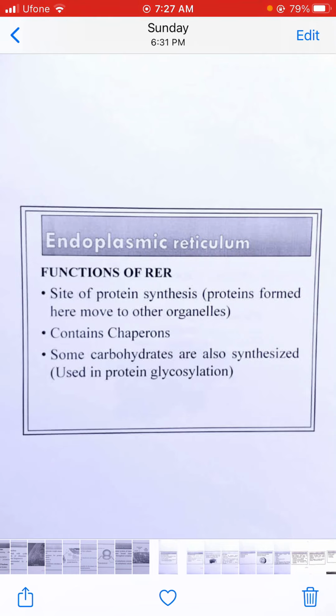First we will discuss some of the functions of endoplasmic reticulum. So endoplasmic reticulum is the main site for protein synthesis. Which endoplasmic reticulum? The rough endoplasmic reticulum, because the ribosomes are only present on the rough endoplasmic reticulum, and proteins are being formed here, moved to the other organelles.